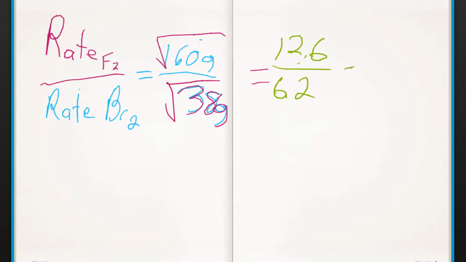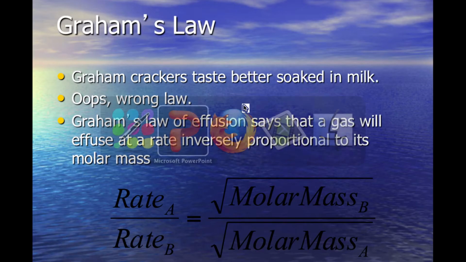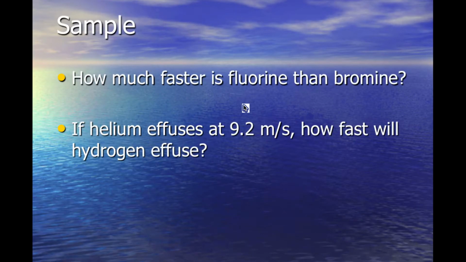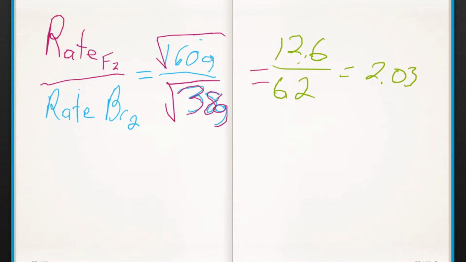That comes in about 2.03. So the original question said, how many times faster is fluorine than bromine? So that's why we want the fastest one on top. So we say that fluorine is 2.03 times as fast as bromine is.